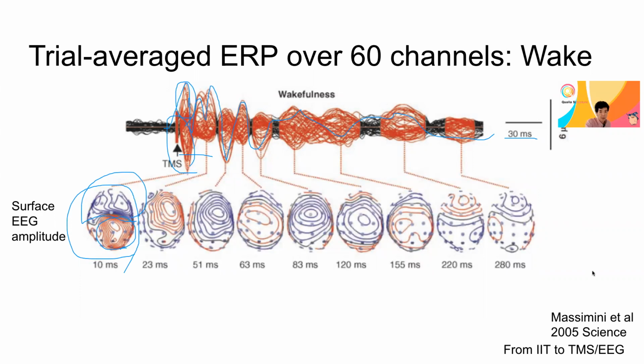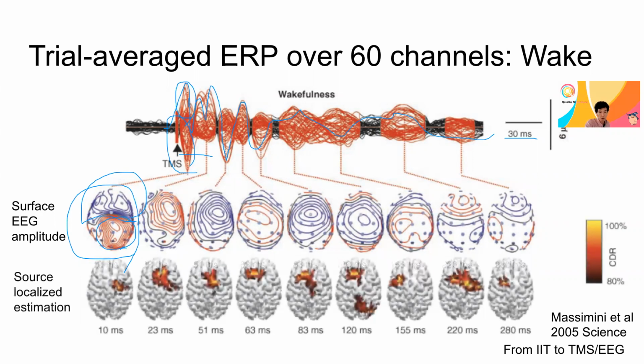And then what they did was the so-called source localization estimation. Using some kind of brain modeling, they could locate where this activity is coming from. The unit is called current density response. Here, they make a three-dimensional model of the brain and then locate where the activity is coming from. And that is better than just looking at the EEG surface amplitude.